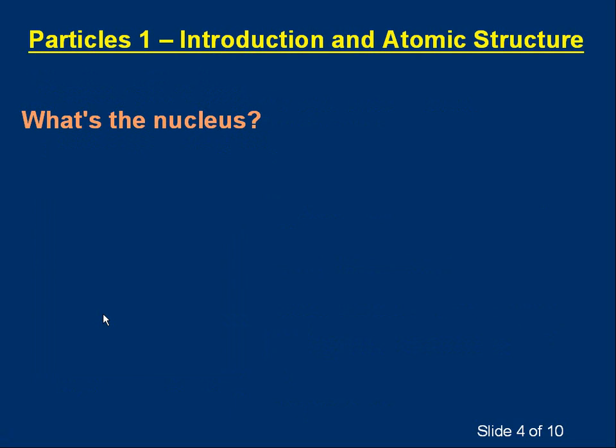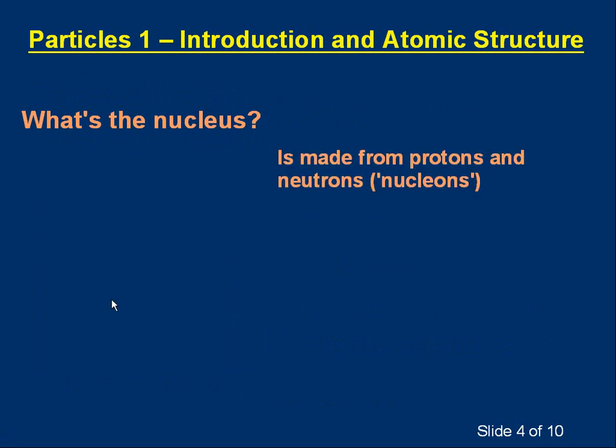Let's talk about what's in the nucleus now. What is the nucleus? Well, it's made from protons and neutrons, which are different types of particles. The general term for protons and neutrons is nucleons. There's an exception to this, by the way. Hydrogen doesn't have any neutrons. A simple hydrogen atom has only one proton in its nucleus. In fact, its nucleus is a proton. But other elements have neutrons as well as protons.